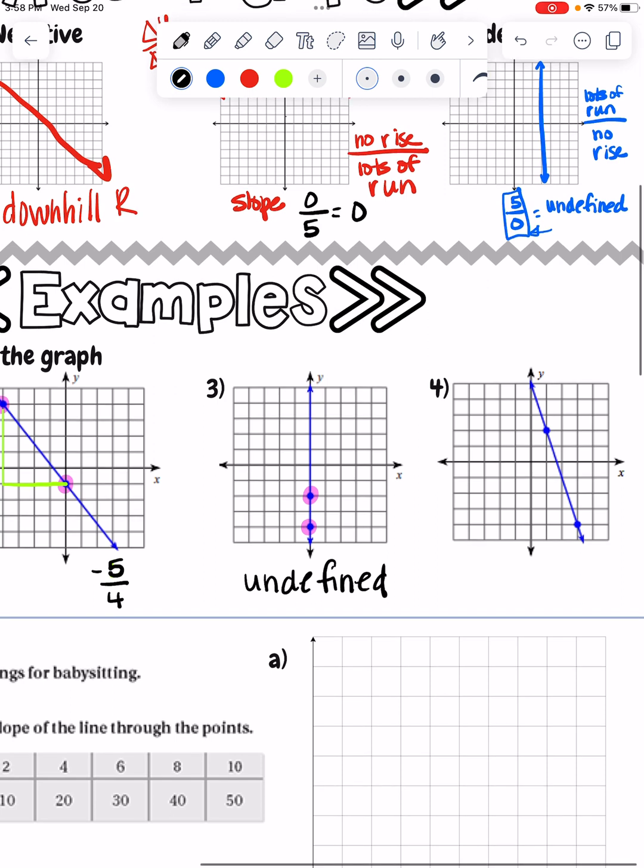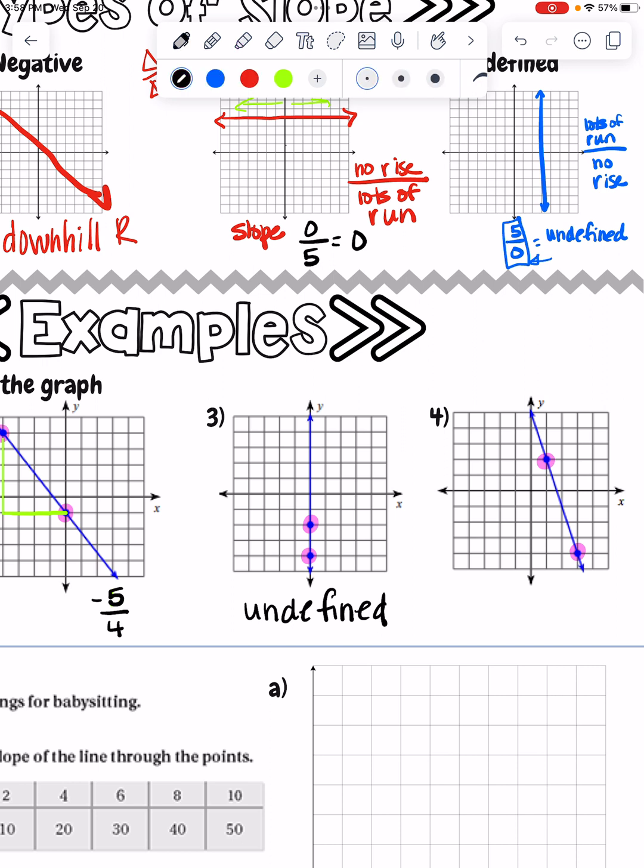Moving on to number 4. We have our 2 dots, and I can already tell by looking at it when I read it left to right, it's a downhill. So downhill means negative. I'm going to start at my first point, and I'm going to count down 1, 2, 3, 4, 5, 6, and I'm going to run 1, 2. So my rise was -6 and my run was 2. This one I can simplify. So -6 divided by 2 gives me -3. So I have a slope of -3 for graph number 4.